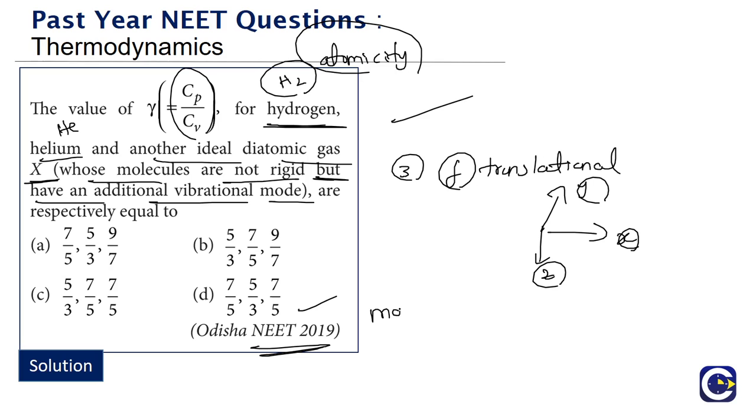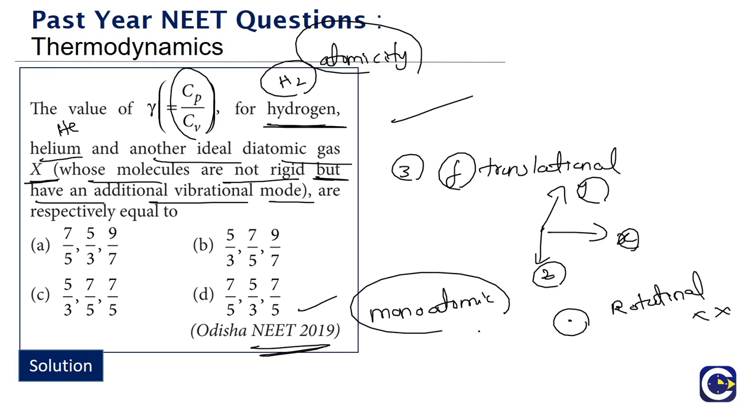Now for the monoatomic, since the molecule is going to exist as one single atom, rotational degrees of freedom will not be there. So for the monoatomic, rotational degrees of freedom will not be there. For the diatomic, rotational degrees of freedom will be 2.